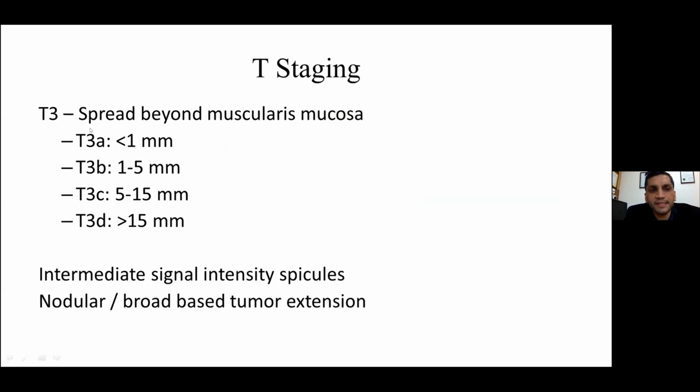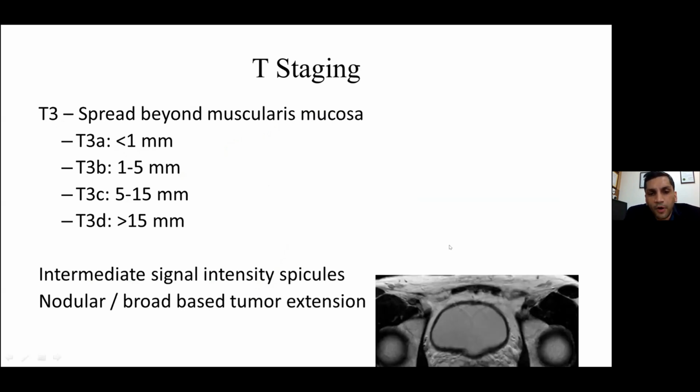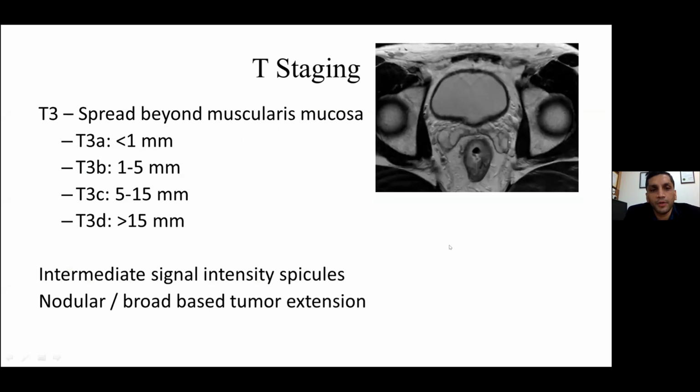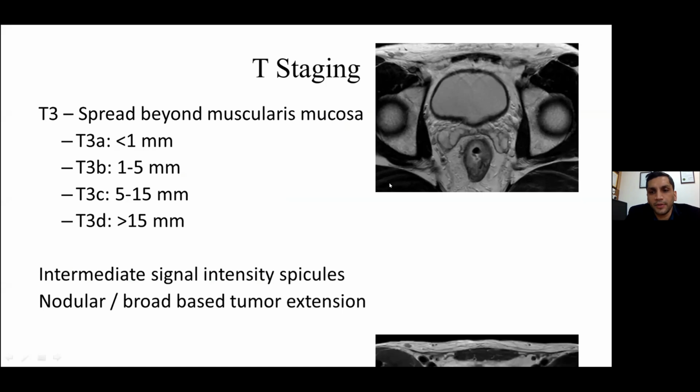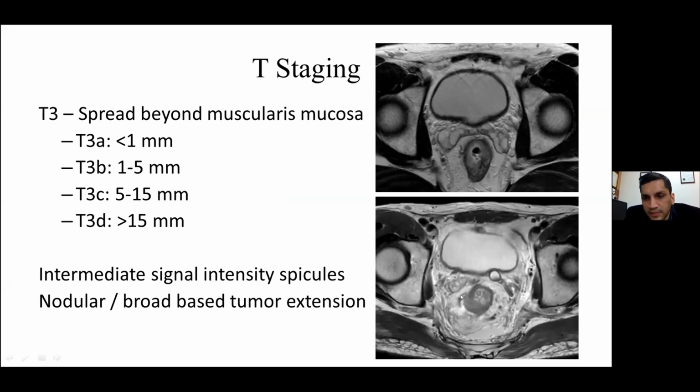I've talked about the T staging in terms of size, T3 A to D, and intermediate signal intensity spicules or nodular broad-based tumor extension is also important, because this is an intermediate signal intensity spicule that is actually coming out. And so if you see, this is a broad-based tumor extension beyond and into the mesorectal fat.